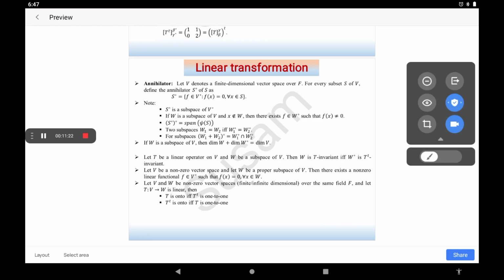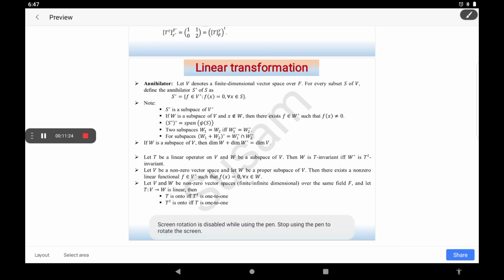Now, once you have a dual space that is also a vector space, you know the basis, you must think of a subspace of it. To get the subspace, we must know what is an annihilator. Let's read. Let V denote a finite dimensional vector space. So care about this finite dimension and infinite dimension.